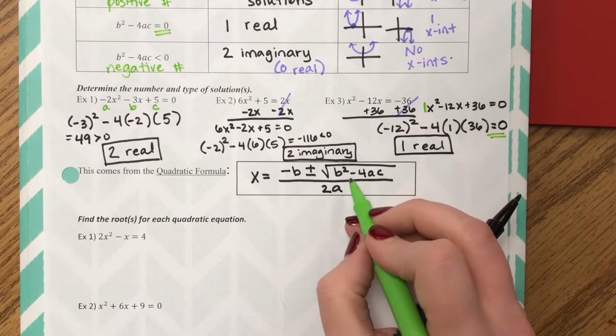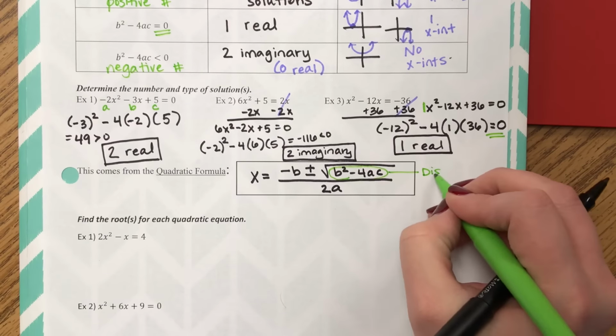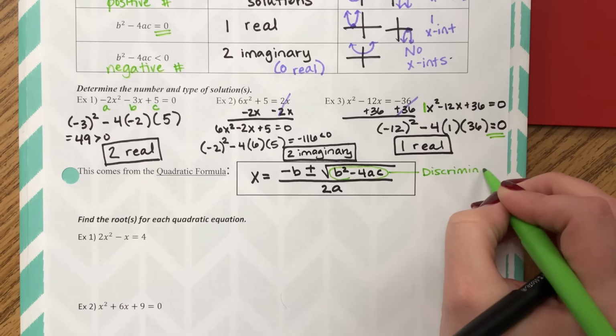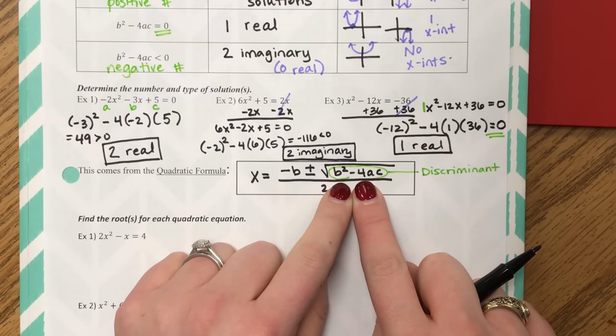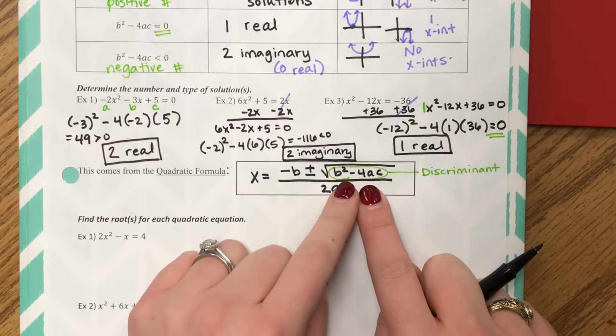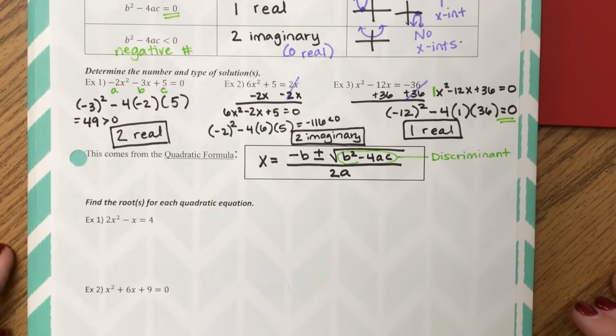Now, the thing underneath the radical should look familiar. It's what we just talked about. That is where the discriminant's coming from. And that's why if you have a negative discriminant, it's meaning imaginary because you can't take the square root of a negative, and we'll get more into that later, but that's where the discriminant's coming from.